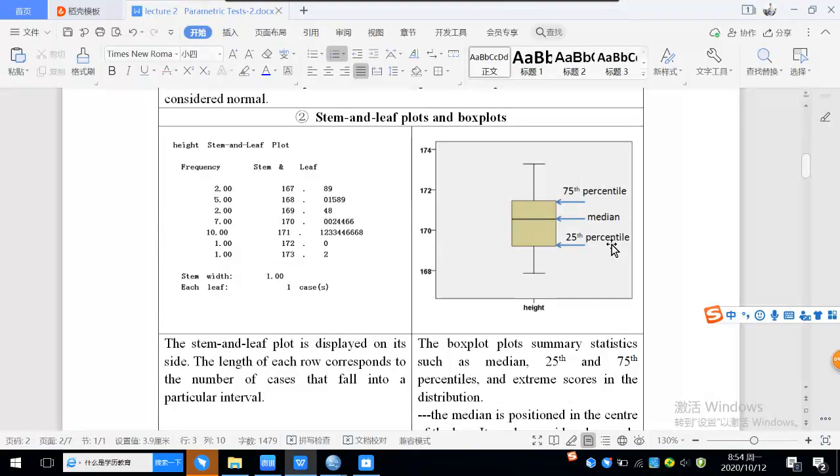Okay. So, this is the extreme. If we can see a dot here, a star mark here, that means they are the extreme scores.